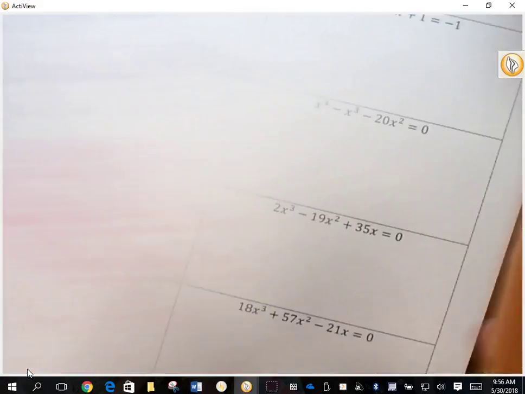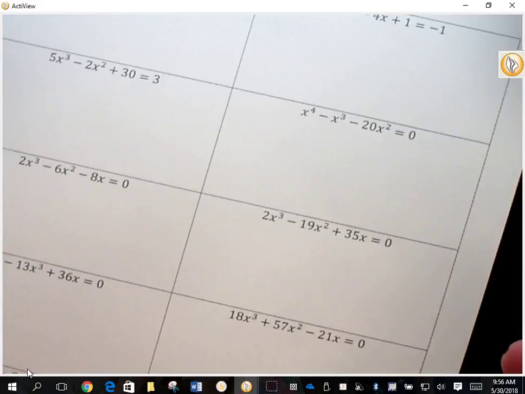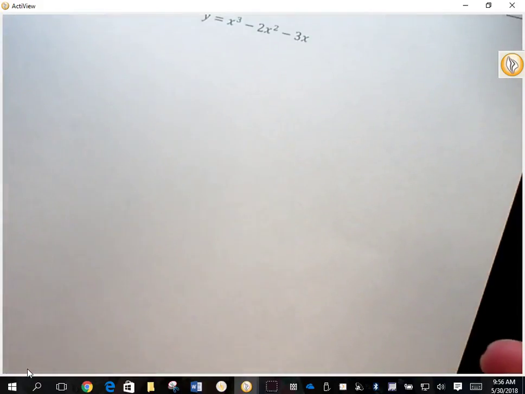So what I'd like for you to do is take some time, do these 10 practice problems, and the closure. The closure you're going to turn in.